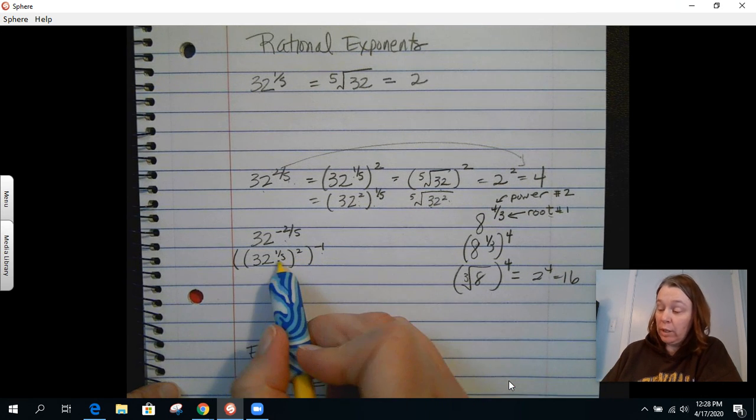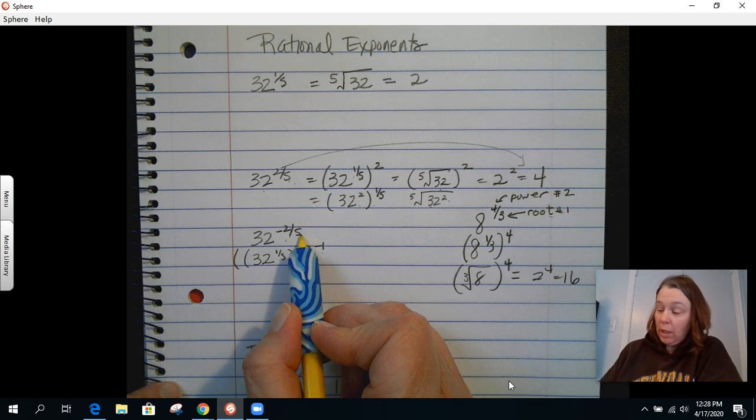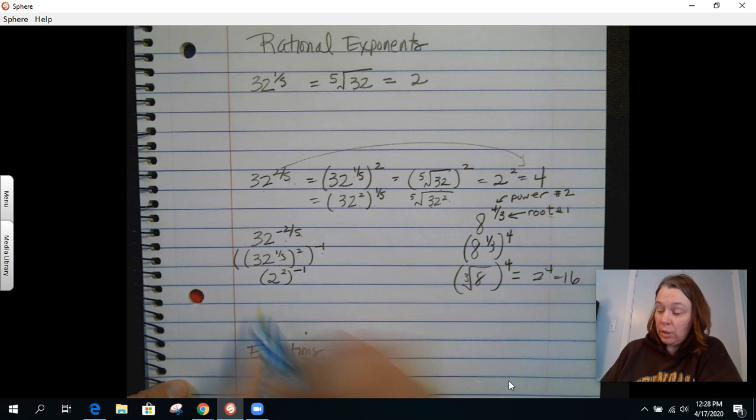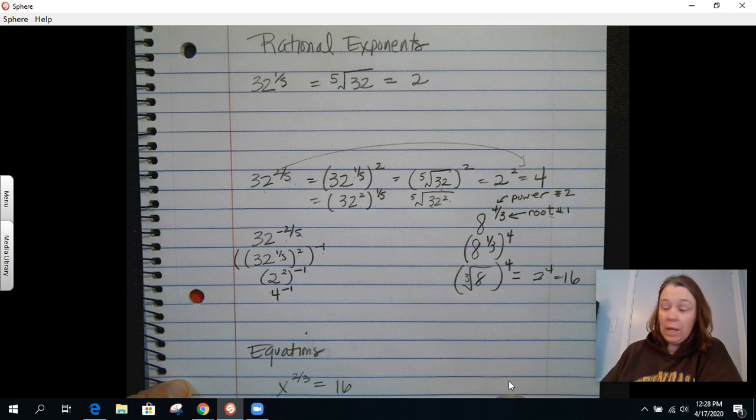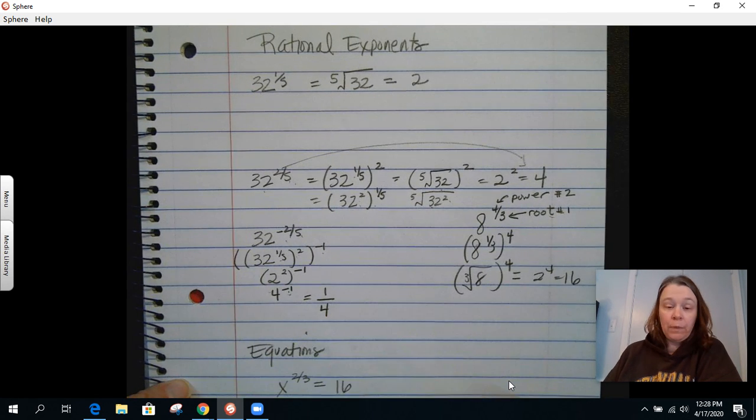I could do the 2 here and then negative 1, or the negative 1 first, it doesn't matter. But like I said, I usually like to start with the root. And so this would be 2 squared and then to the negative first. So this would be 4 to the negative first. And this negative 1 power means take the reciprocal. So this would be 1/4.